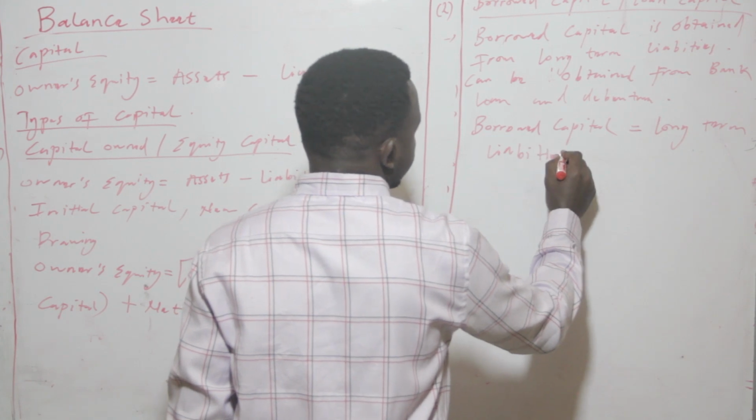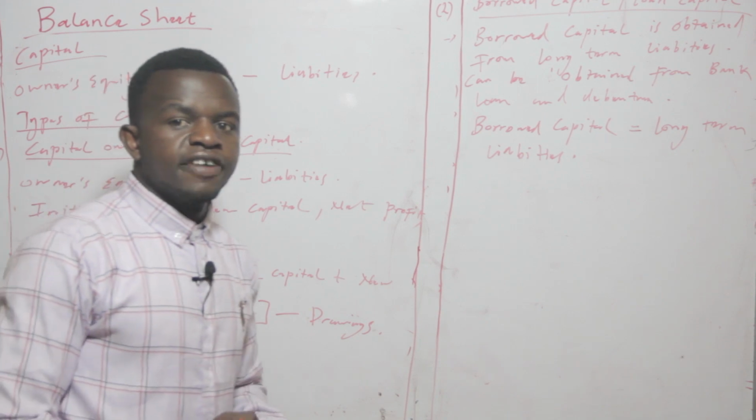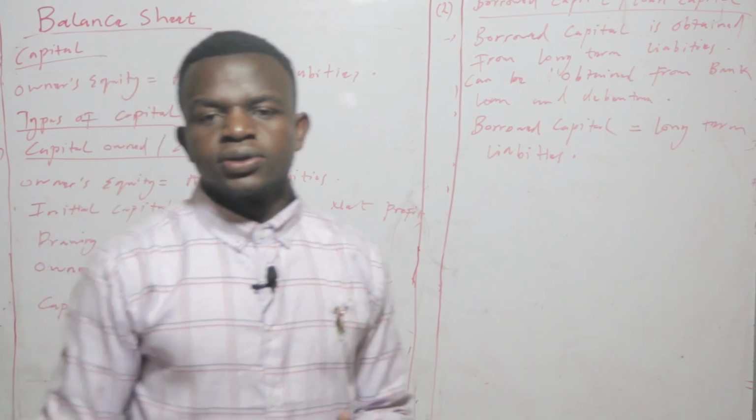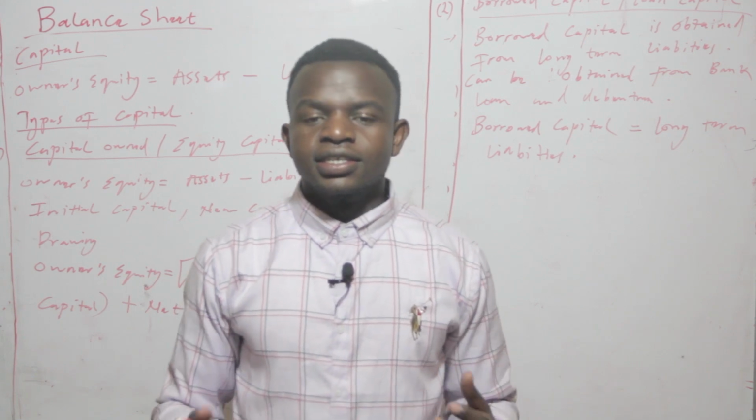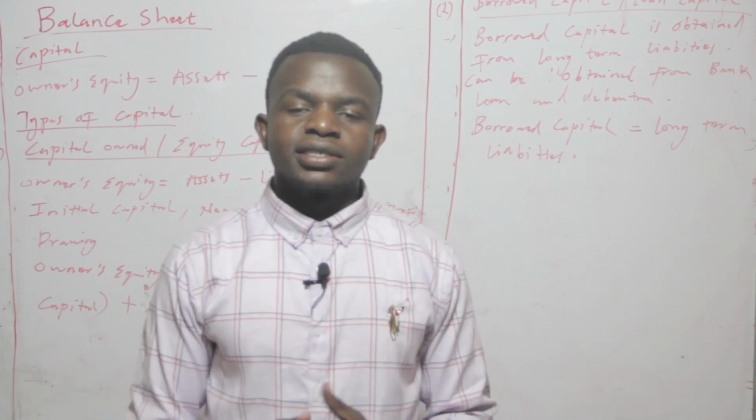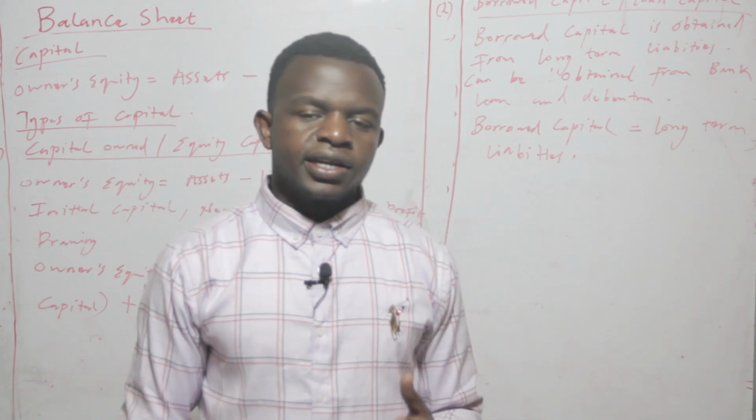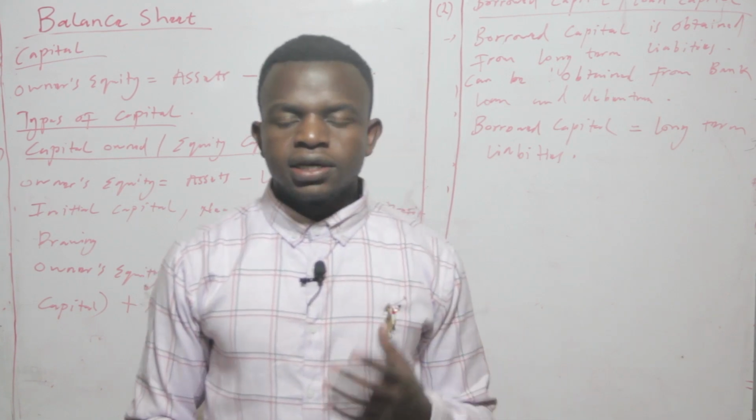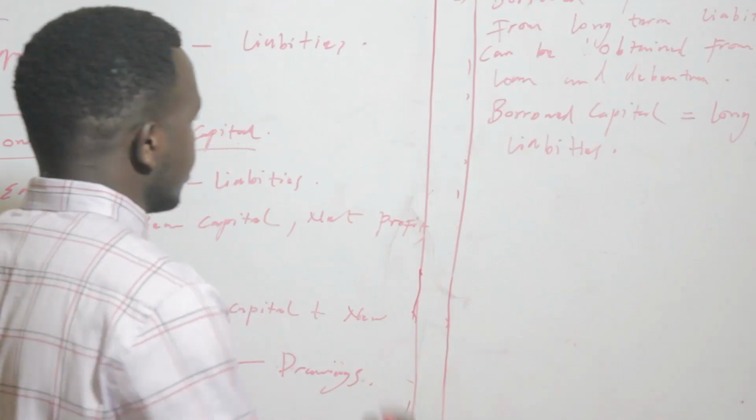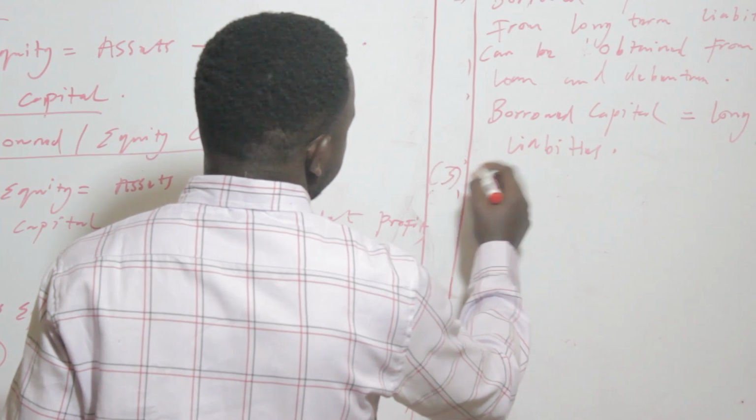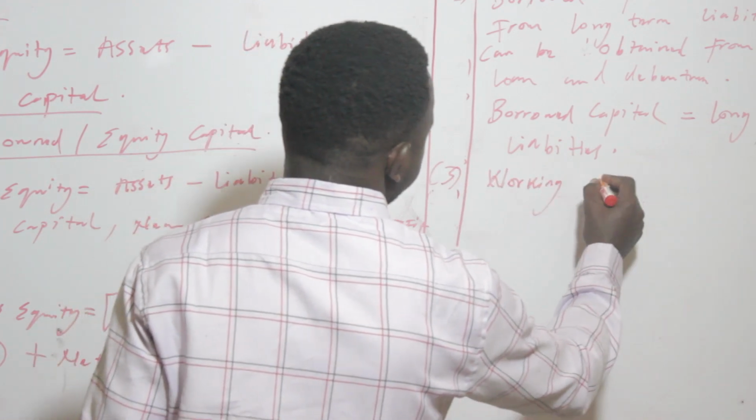Let us look at another form of capital. The other form of capital that we are having is working capital. So working capital are the funds that are needed in the day-to-day operation of the business. And working capital is equal to current assets minus current liabilities. That's the formula.